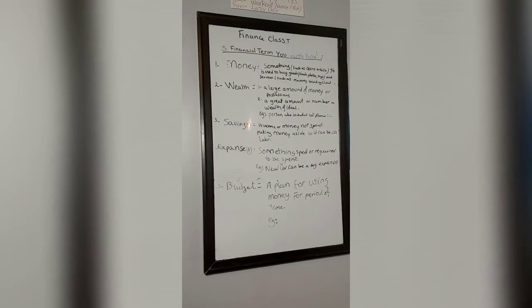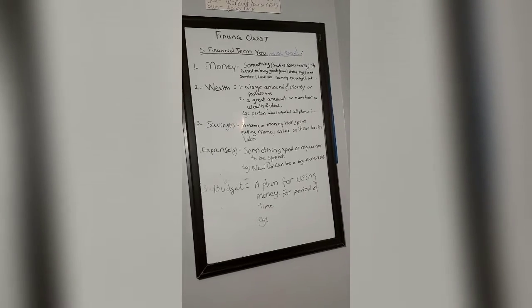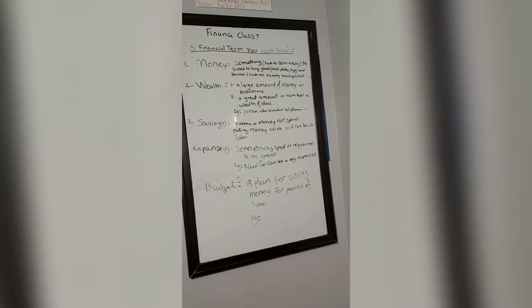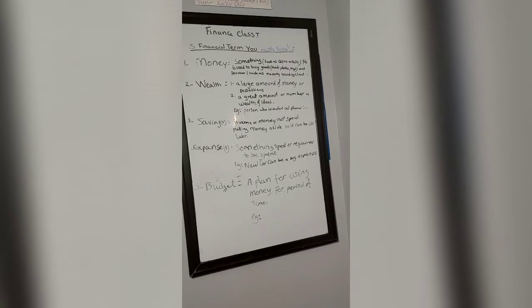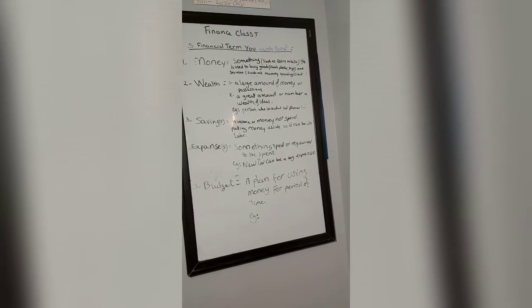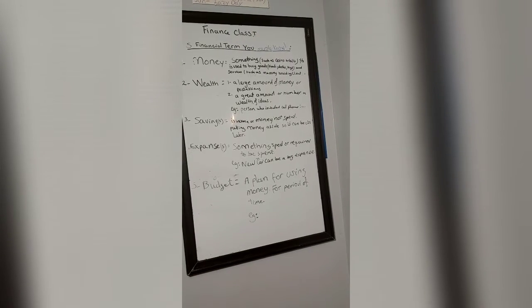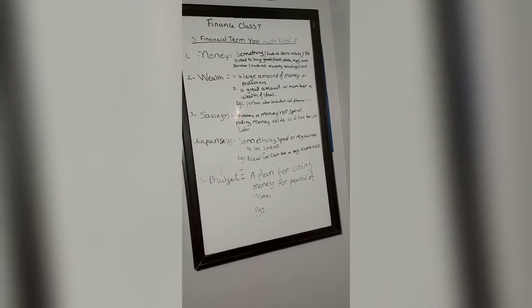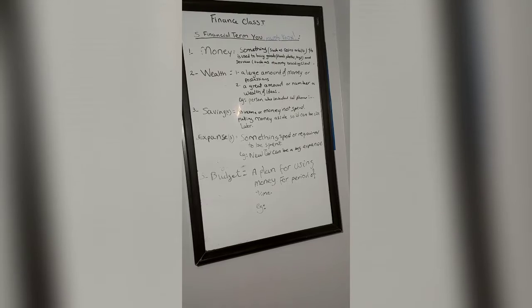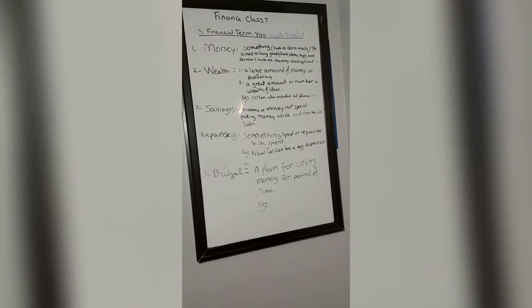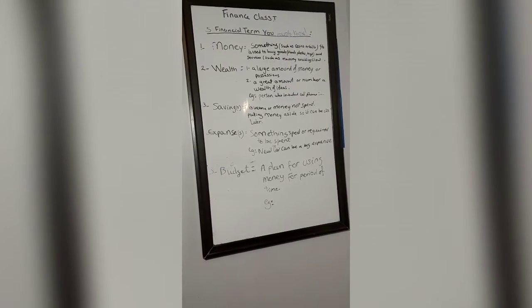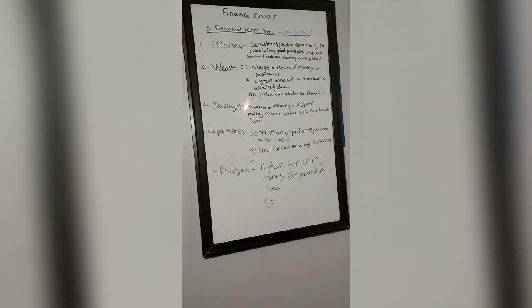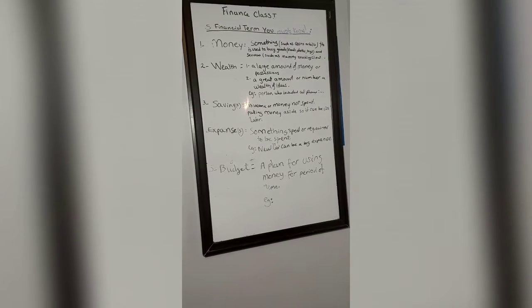Okay. So the next one, Zainab, go ahead. This one is wealth. Okay. What is wealth? Wealth, number 1, is a large amount of money or possessions. And number 2, a great amount or number, a wealth of ideas. That's right. Do you know what that means? What would be an example of number 1?